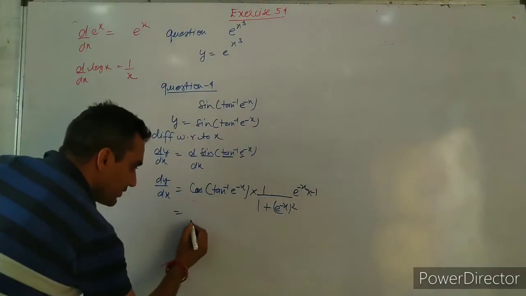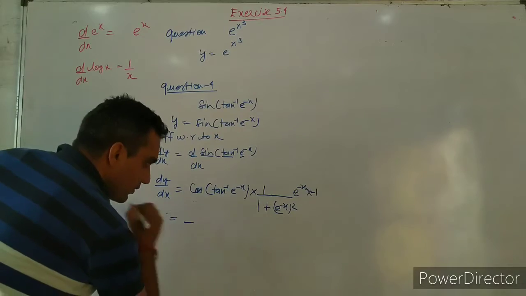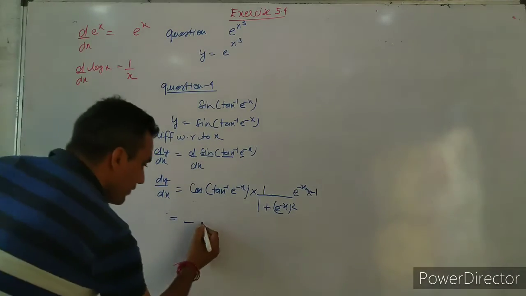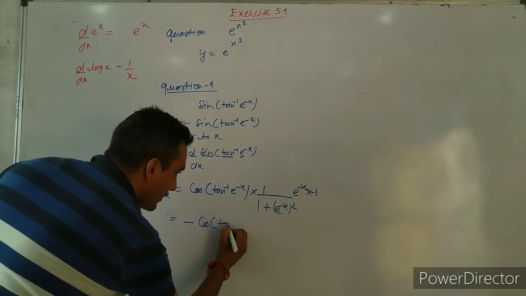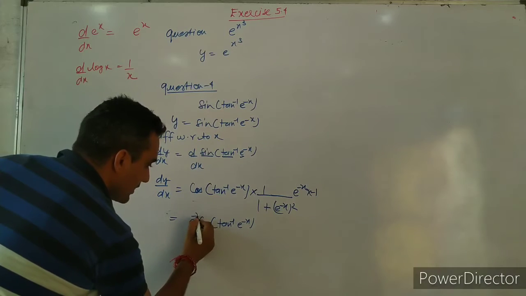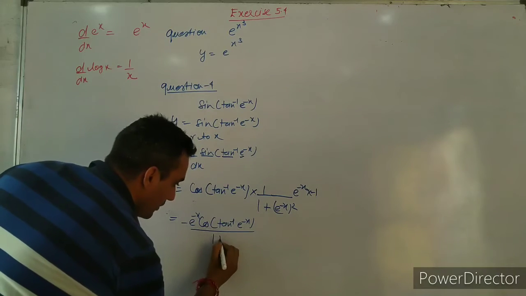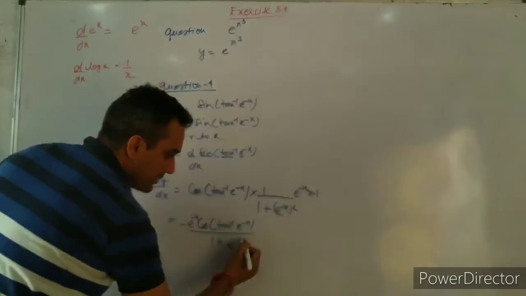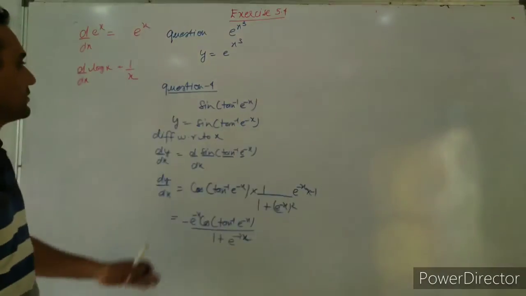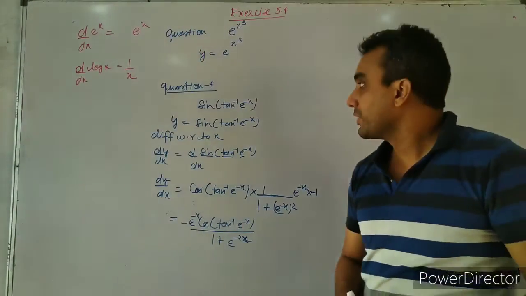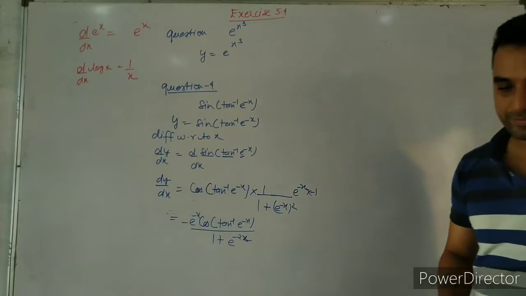So our final solution will be this negative sign, which will come at the leftmost point, and we will get cos tan inverse e to the power minus x, times e to the power minus x upon 1 plus e to the power minus x whole square. This will give me e to the power minus 2x. So our question number 4 is also finished. Now moving to question number 5.